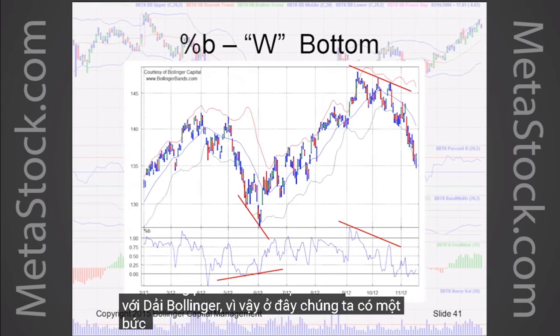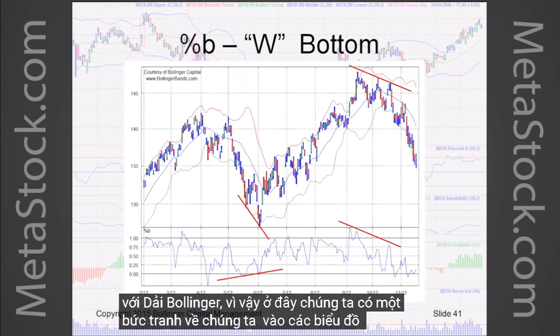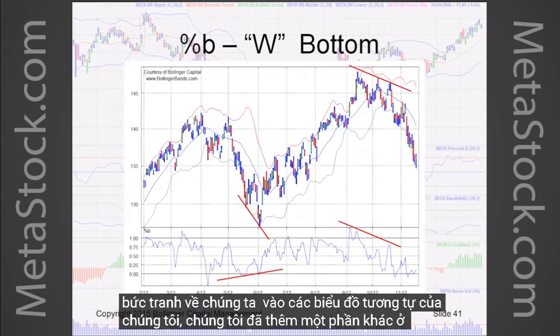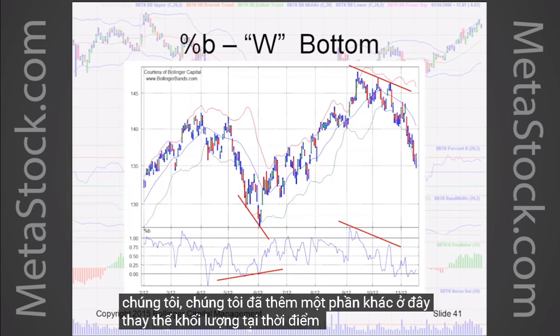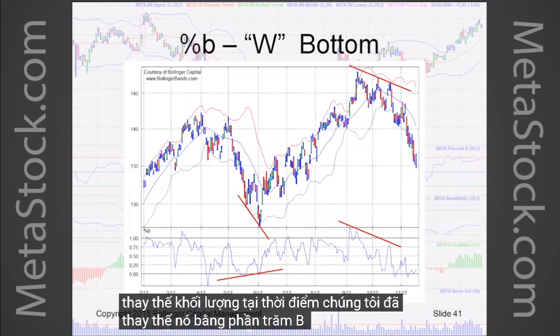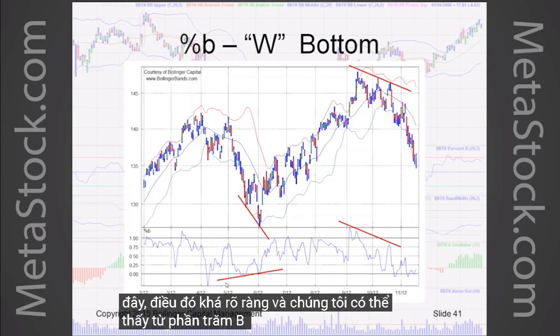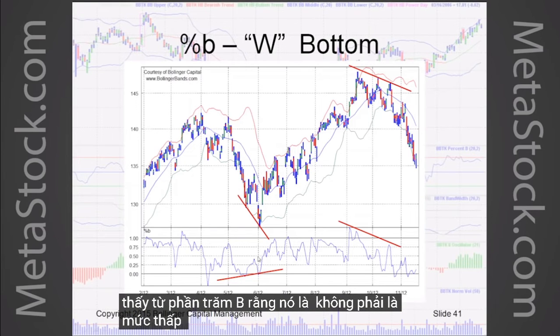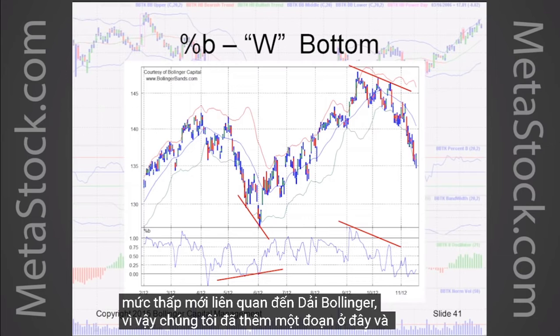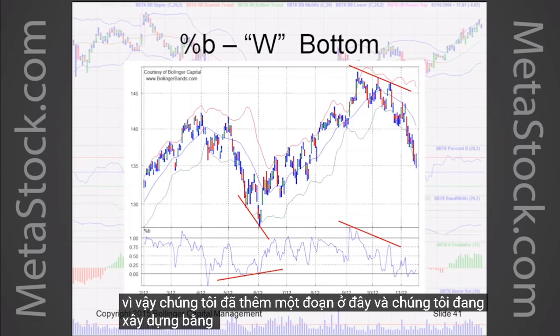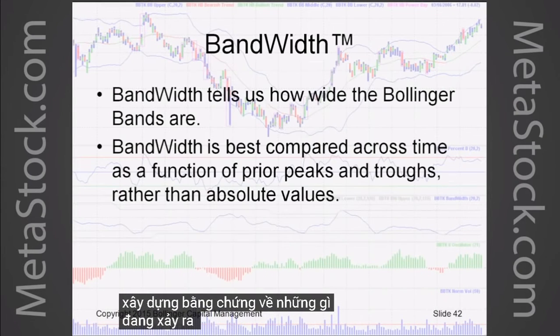So here we have a picture of that. We're back to our same chart, so we've added another piece here. Replaced volume for the moment. We've replaced it with %B. So you can see we made a new absolute low in price here. That's pretty obvious. And we can see from %B that it is not a new low in relation to the Bollinger Band. So we've added a piece here, and we're sort of building up evidence of what's going on.